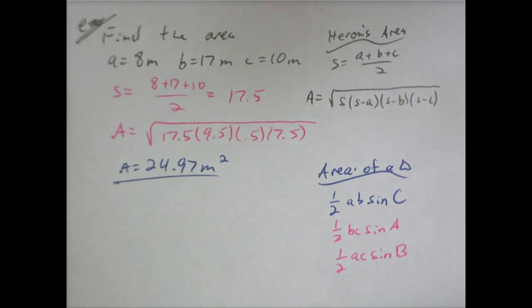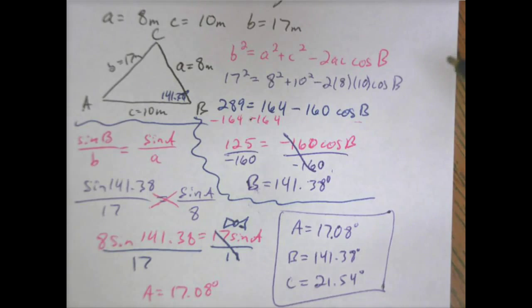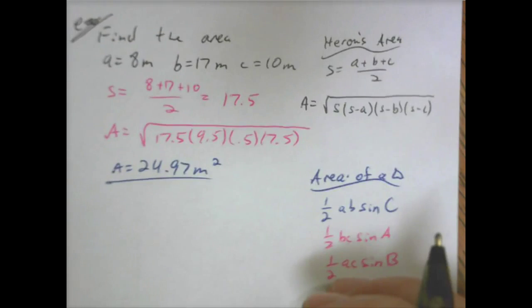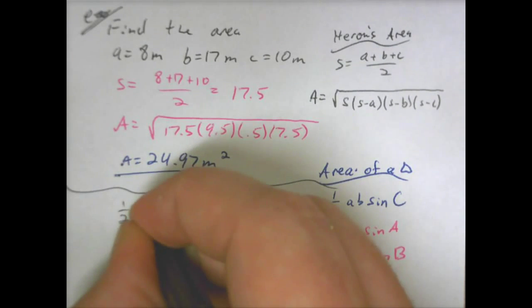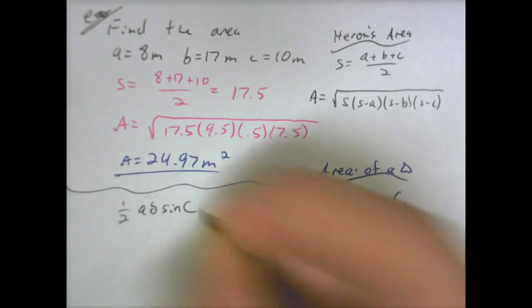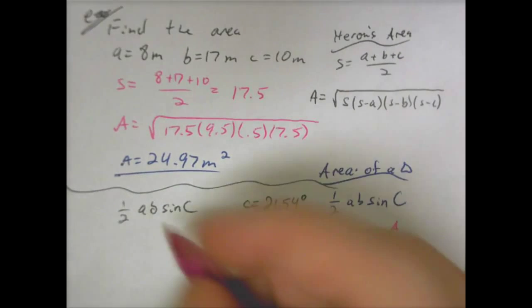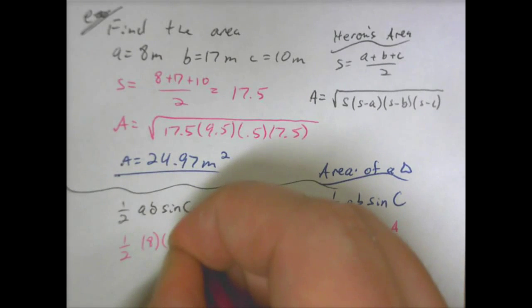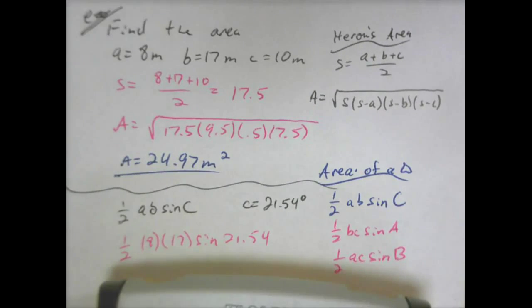Okay, so if you want to just memorize this one even, you can find an angle just like we did in the last problem that we did. So say we take C is 21.54 degrees. I found C. Yay! So if I use C, there we go. I should get the same area. So if I say 1/2 AB sine C, and I found that C was 21.54 degrees, and I can plug it in my formula. 1/2 A is 8, B is 17, sine 21.54. And again, plug that in your calculator.